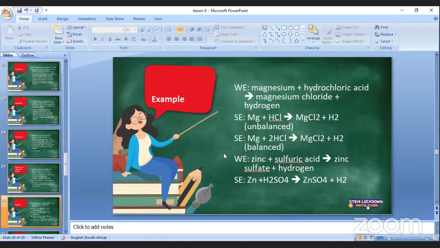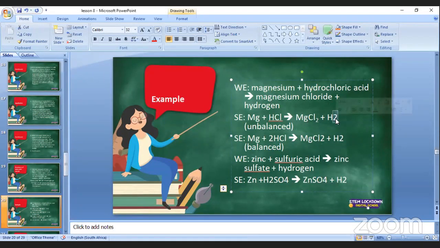There we go. Magnesium reacts with hydrochloric acid to give us magnesium chloride and hydrogen. There is a simple equation. Magnesium reacts with hydrochloric acid to give us magnesium chloride and hydrogen. We get a salt and hydrogen. So we're getting a salt and a gas this time around.